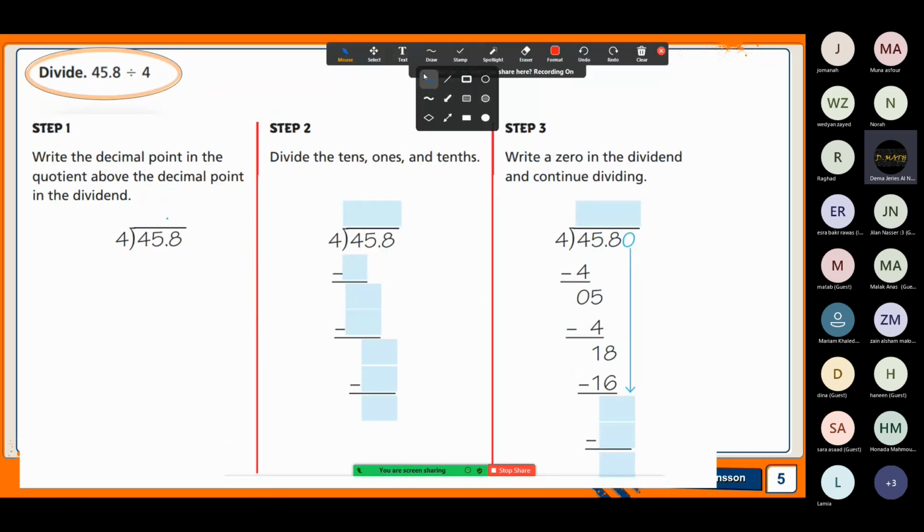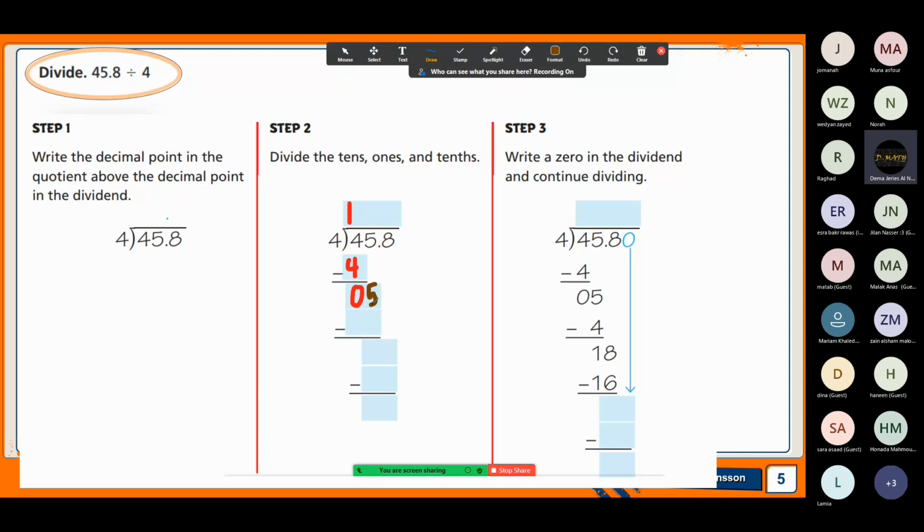Here now, this is 45.8. I want you to divide it by 4. The first step: what do you have to do? You will divide 4 over 4, which is what? The number that you multiply by 4 to get 4 is 1. You will say 1 times 4 is 4, and then 4 minus 4 is 0. Now what do you have to do next? You call the 5 down.